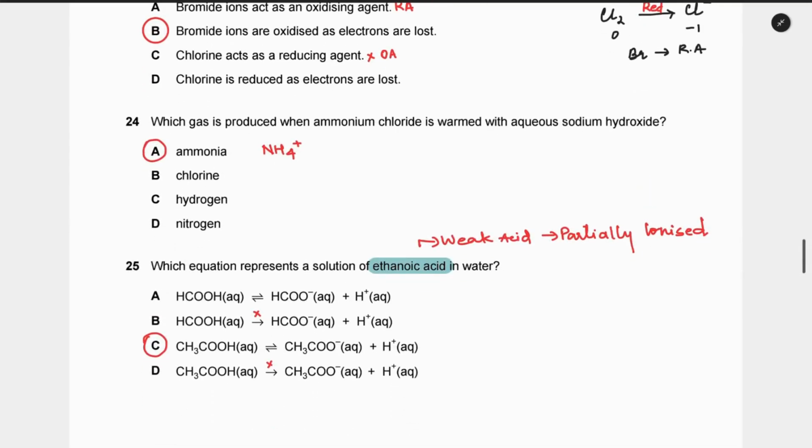Question 25. Which equation represents a solution of ethanoic acid? We know that ethanoic acid is a weak acid which will partially dissociate into ions. If it is partially ionized, that means it's going to have a reversible sign. So B and D get eliminated directly. We do have options A and C, but ethanoic acid means 2 carbons, and over here in A we got only 1 carbon, so A gets cancelled. As you can see, C has 2 carbons. So the final answer is C. Within a second you can get the answer.